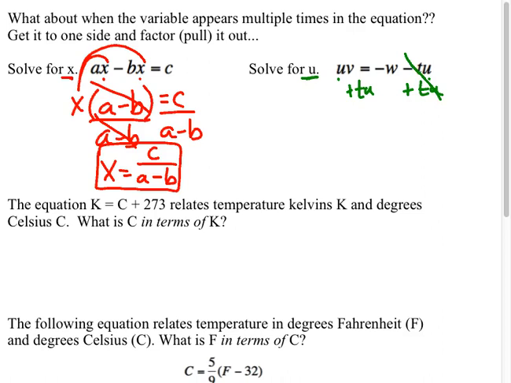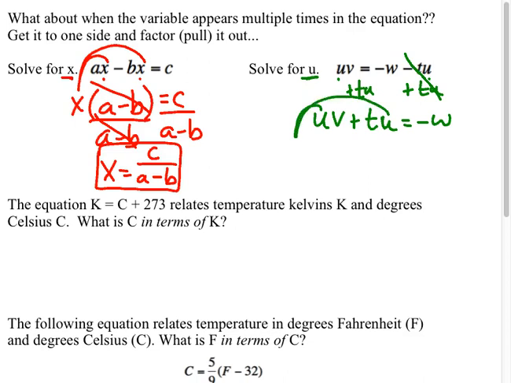Now notice UV and TU, they have different variables, right? So they are different things. They cannot combine together. So when you add it over, you do have to leave them separate, okay? Because again, they do involve different variables. But they both have the u. They share that u, and now it's on the same side of the equation.